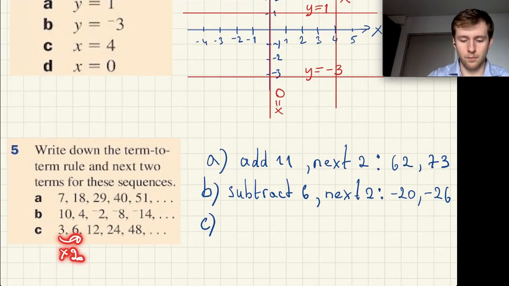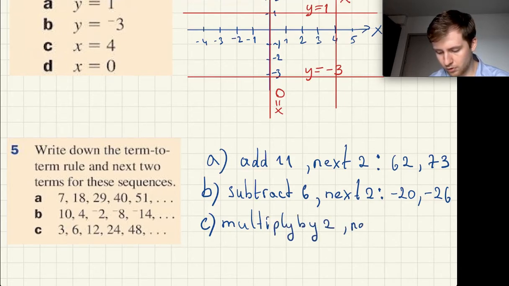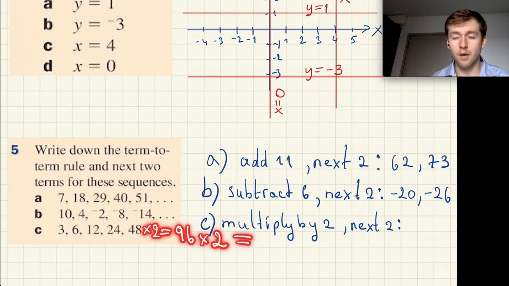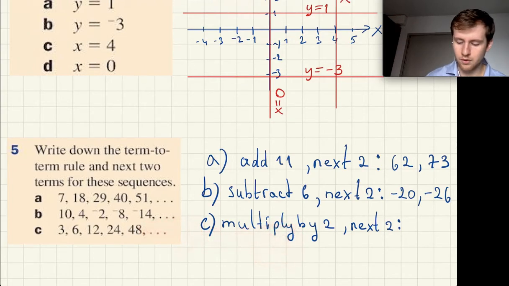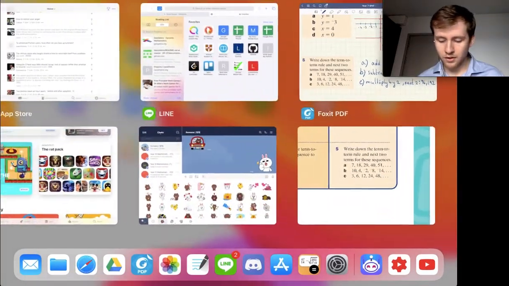This is not addition and not subtraction. This is multiplication. So the rule is multiply by 2. And the next two terms, let's find them. We do 42 times 2, which is equal to 96. And then 96 times 2 is 192. And this is our next two terms, 96 and 192.